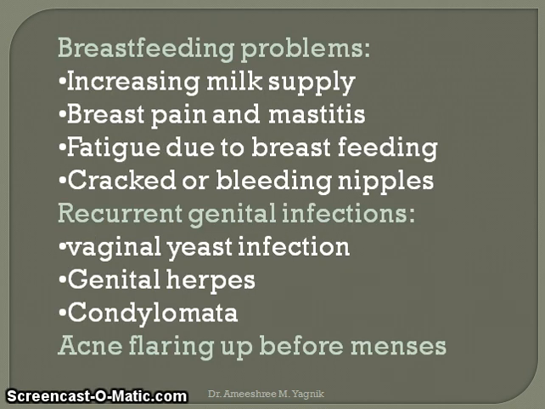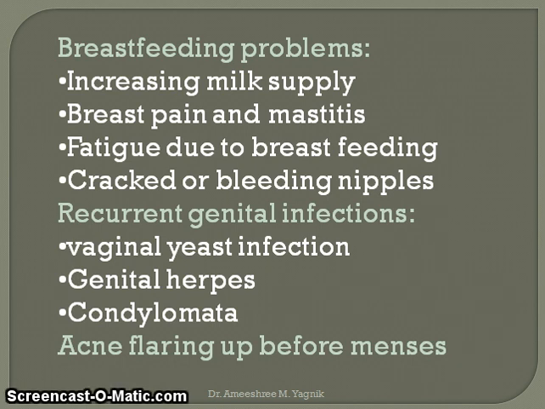Breastfeeding problems. Once the child is delivered, there can be issues with breastfeeding. In conditions where there is a lesser amount of milk secretion in the female, homeopathic medicine can help in increasing milk supply. Breast pain and mastitis. Then fatigue due to breastfeeding. Generally, females should not get tired of nursing their child, but if they are getting tired, then it is a problem, and in this situation homeopathy can be useful. For cracked or bleeding nipples, medicines like borax are useful. For increasing milk supply, medicines like Lac can are useful.